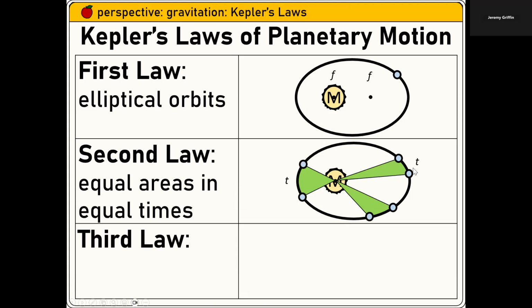So maybe it takes like 30 days to go from here to here, and 30 days from here to here, and 30 days from here to here. Those would all be equal size wedges and equal times. Right. And then third law, this is the one that eventually bridges to Newton.